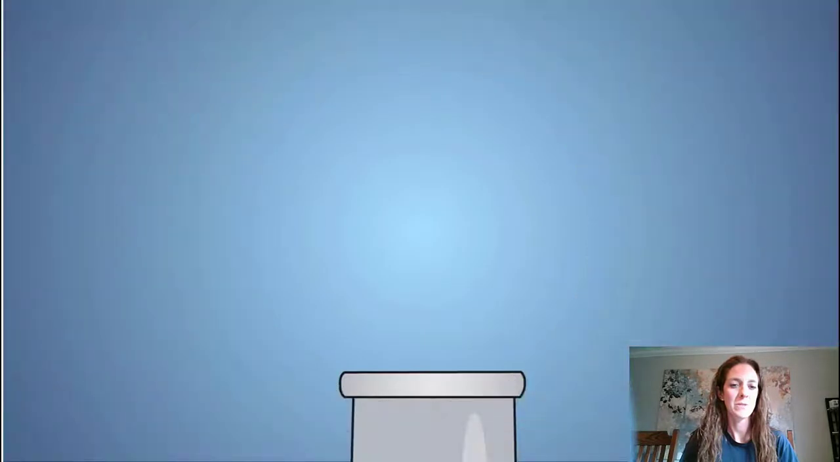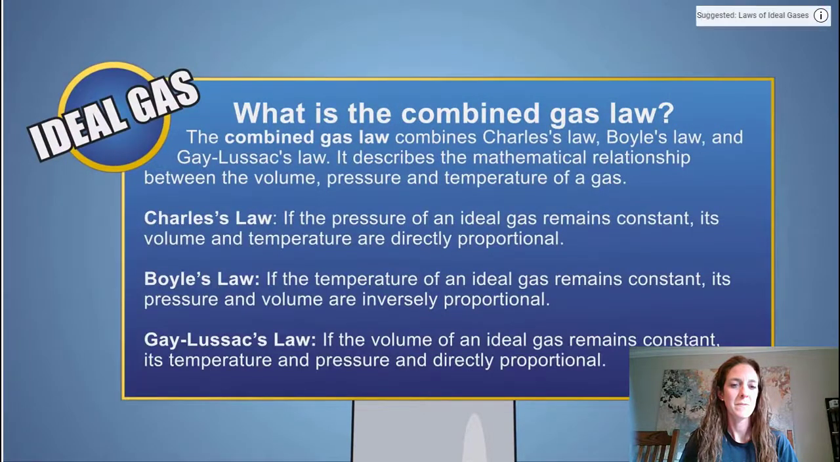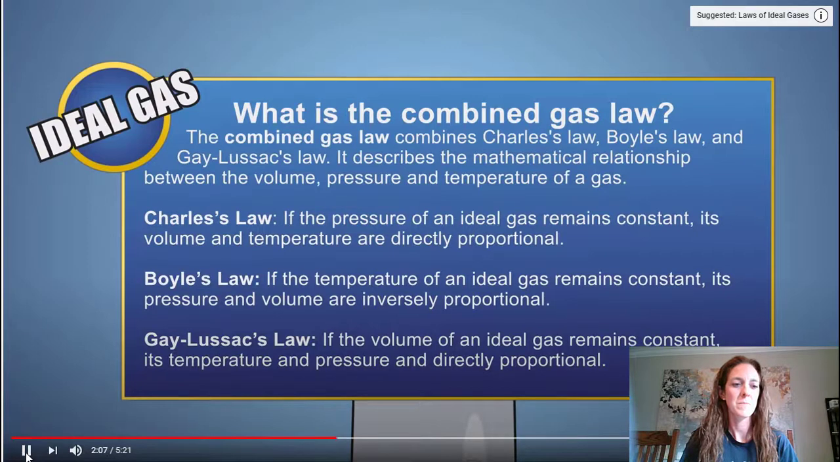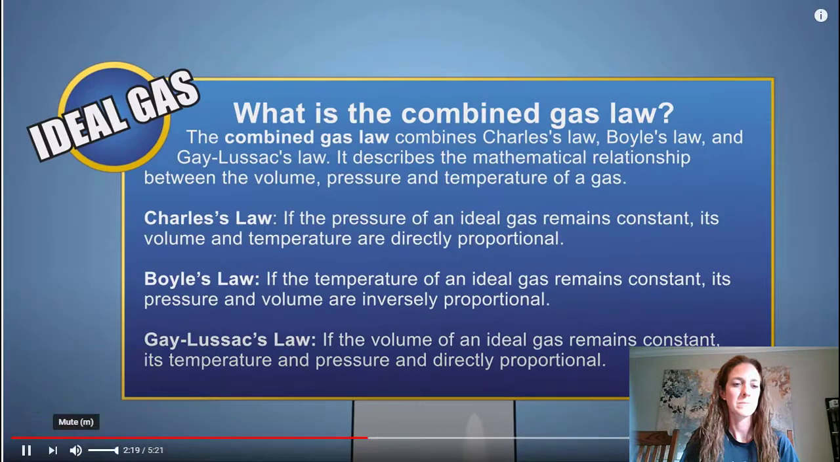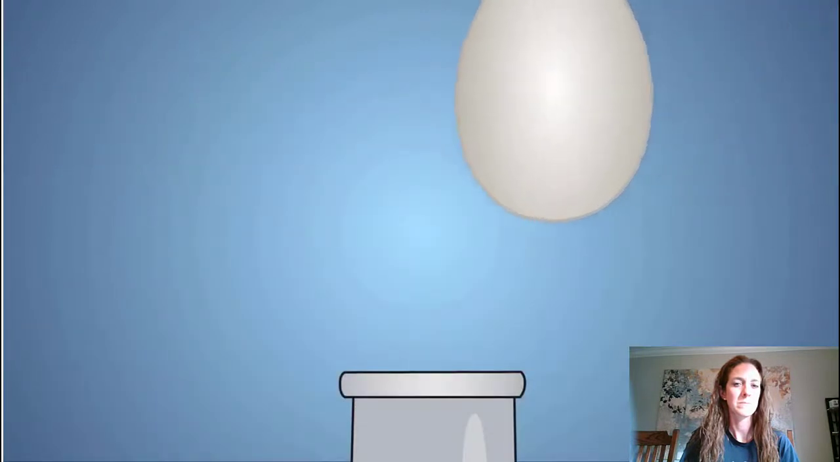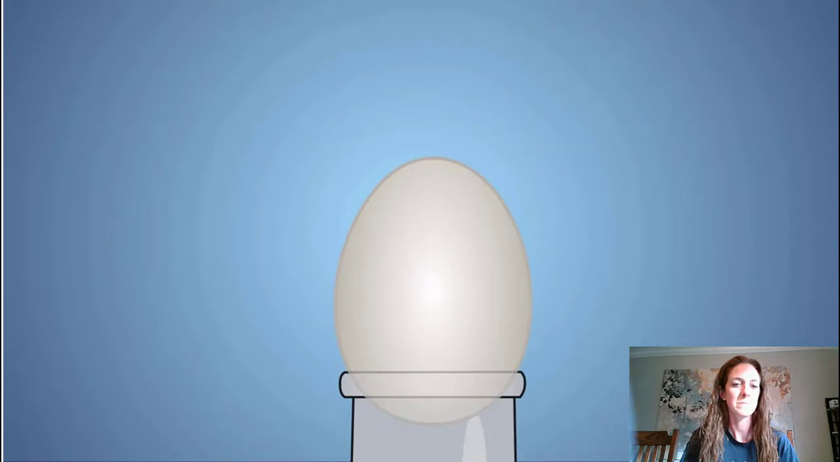Let's look at this experiment a little closer. This experiment is a great example of the combined gas law, which combines the 3 laws of gases, Charles's law, Boyle's law, and Gay-Lussac's law, and states that the temperature, pressure, and volume of a gas are related. To learn more about the 3 laws of gases, check out our other videos. Normally, when you place an egg on top of the bottle, it won't fit through the bottle's opening, because the egg's diameter is larger than the opening of the bottle.